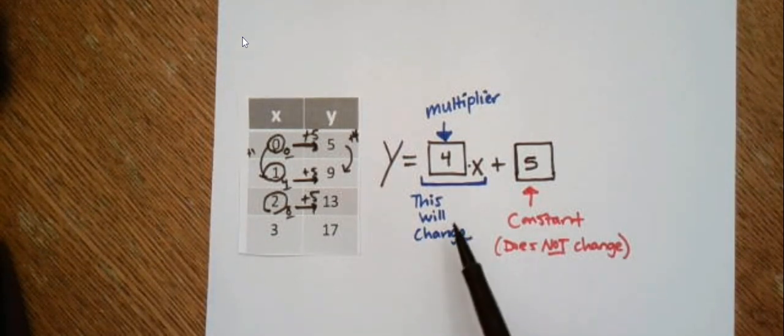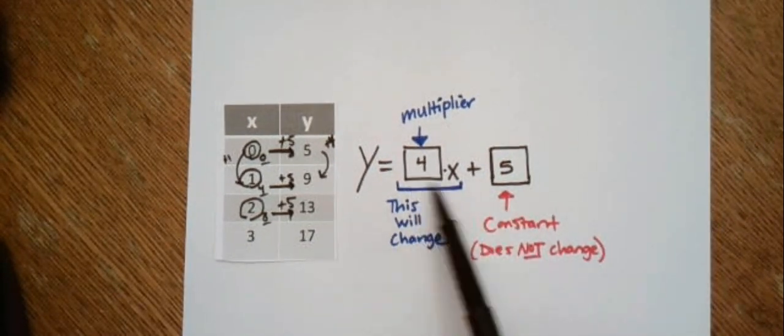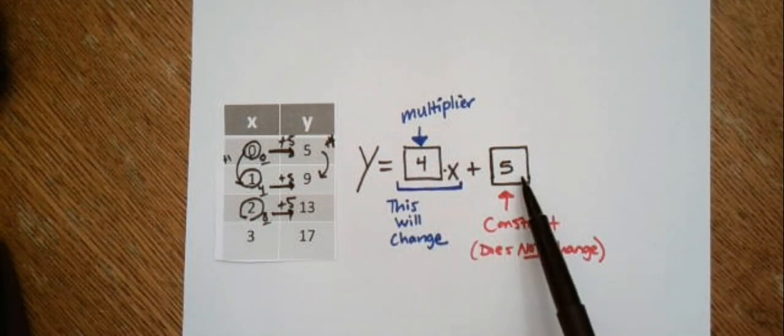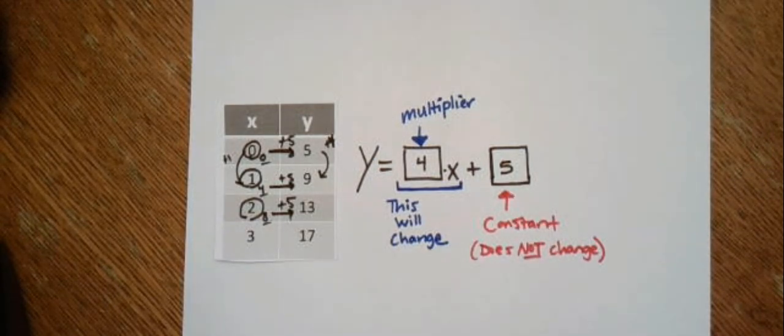Okay, so keep in mind when we're writing function rules, we have a multiplier, which is going to be our changing amount. And then this number we're adding or subtracting, that's going to be our constant. That does not change. Okay, let's start with example number 1.